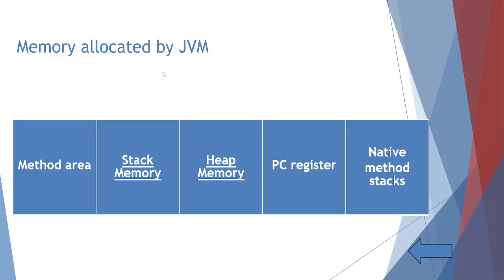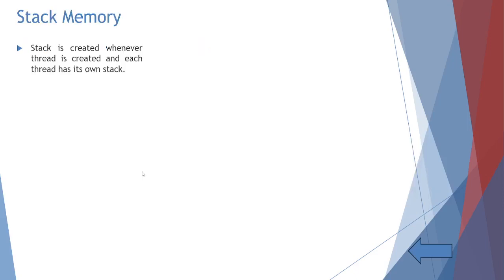Let's see memory allocation. Whenever a program is executed, a thread is created for public static void main. And memory is allocated by JVM in 5 parts. First one is method area, which stores the methods, then stack memory, heap memory, program counter register, and native method stacks. Let's understand stack memory followed by heap memory.